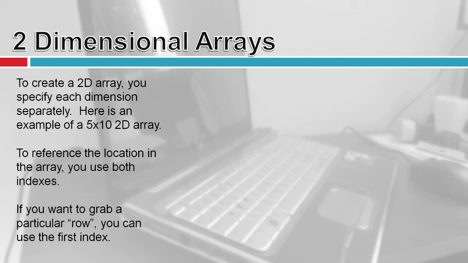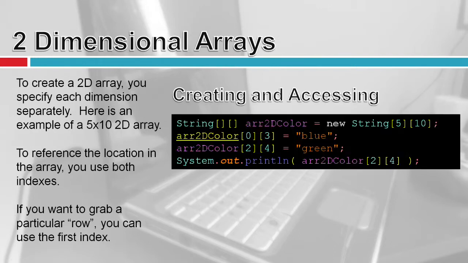To create a two-dimensional array, you specify each dimension separately. Here's an example of a 5 by 10 two-dimensional array. To reference the location in the array, you use both indexes. So if we take a look here, I create a two-dimensional array of strings. This is how I depict it in my code.